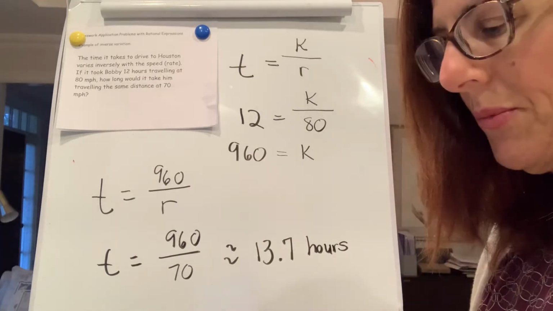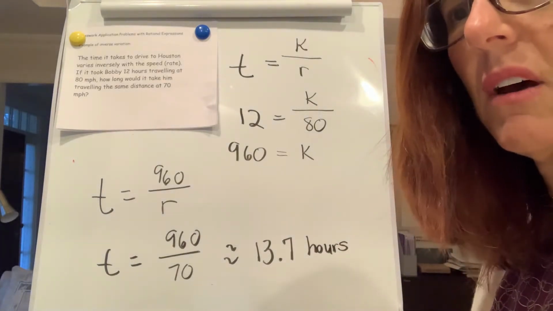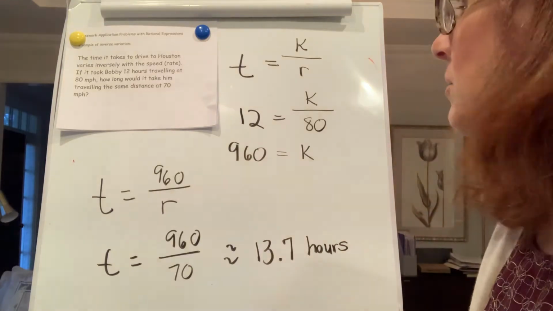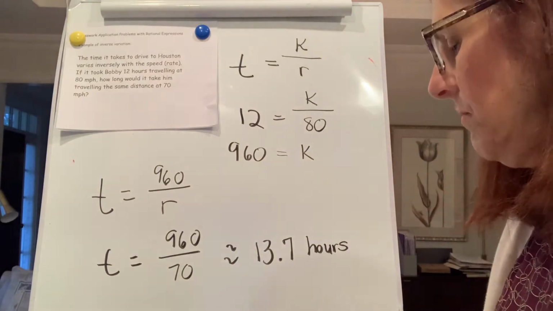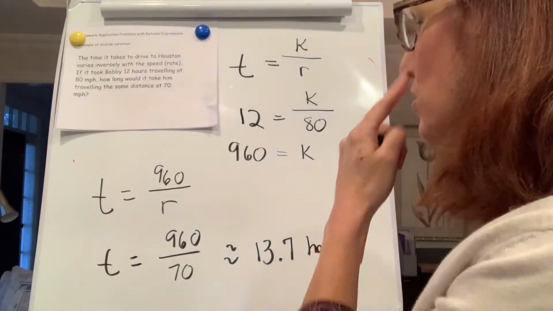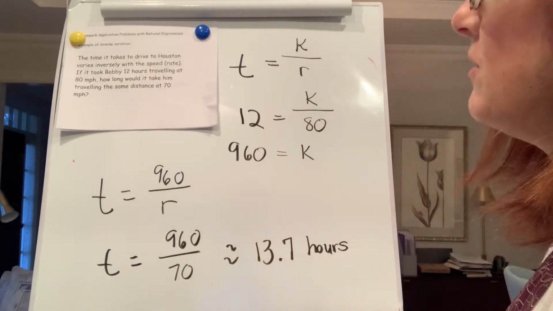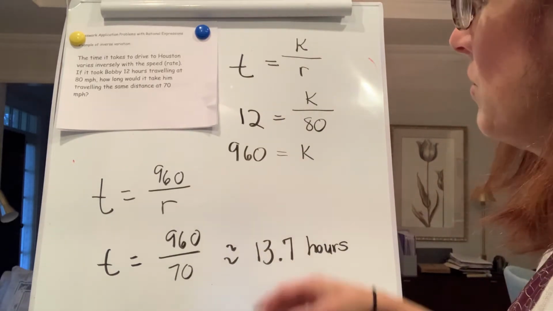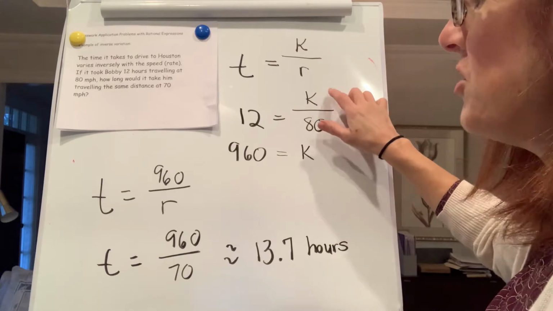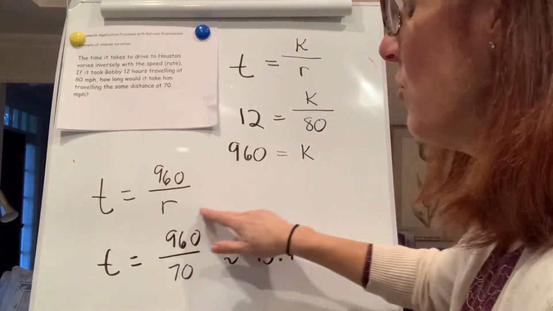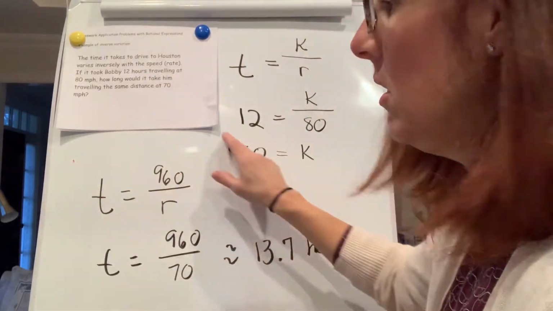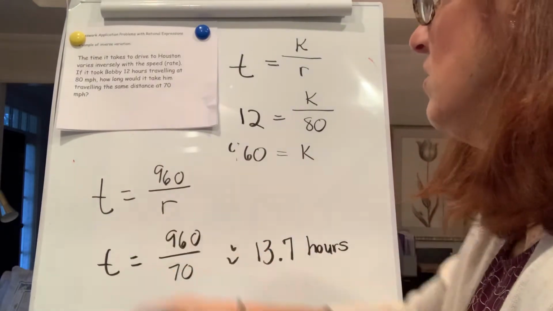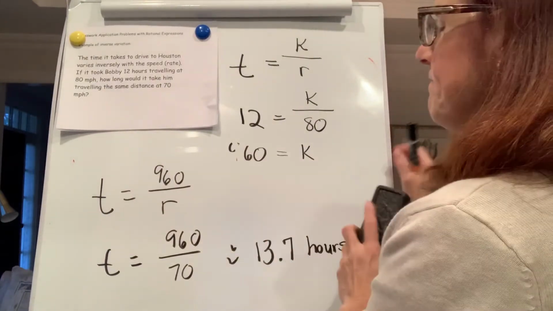All right, we did some problems like this in the beginning of this chapter when we were doing inverse variation. Remember, they give you some sort of information so that you can find k. Once you have k, you write an inverse variation equation, and then you use that equation to solve the problem.